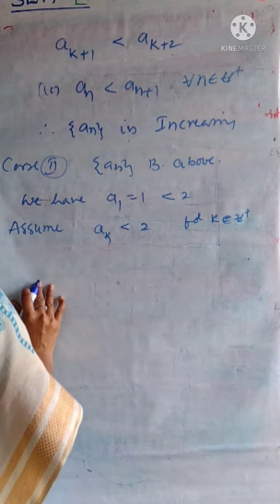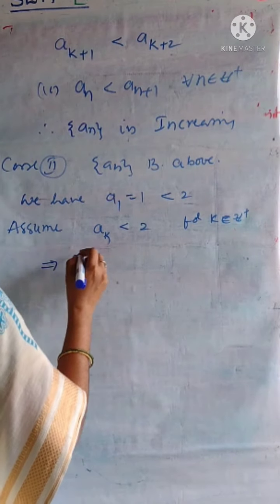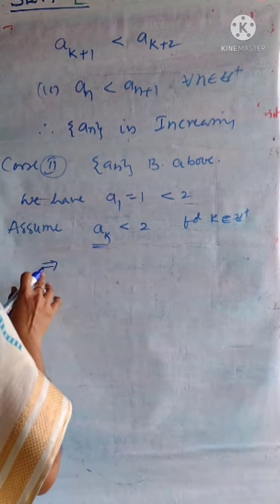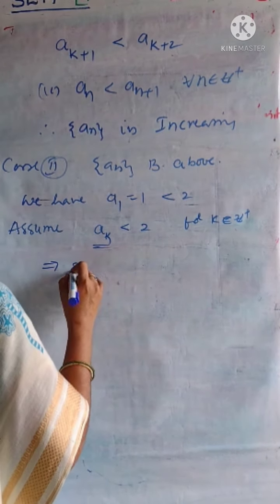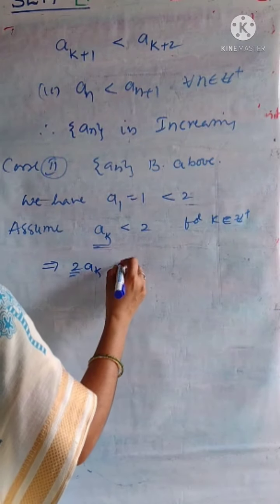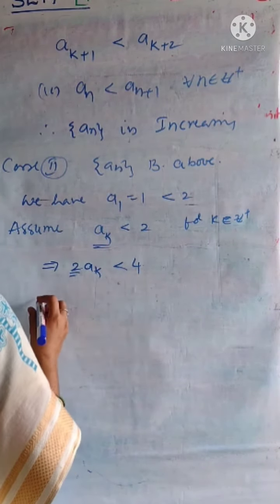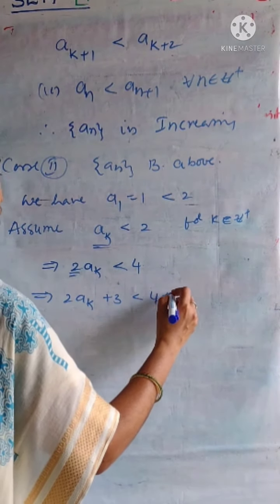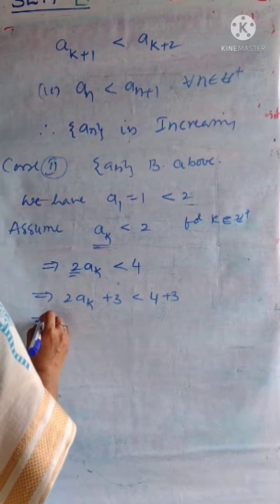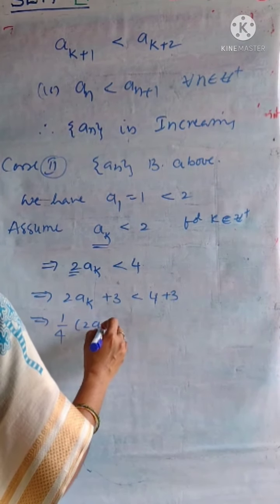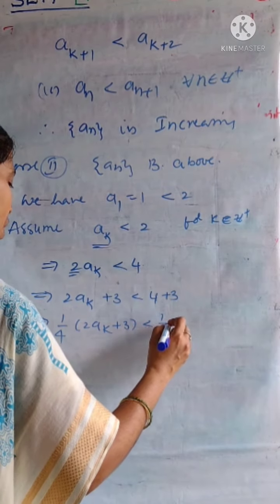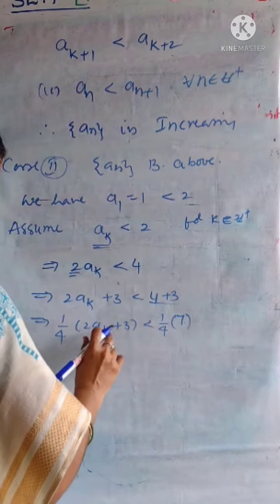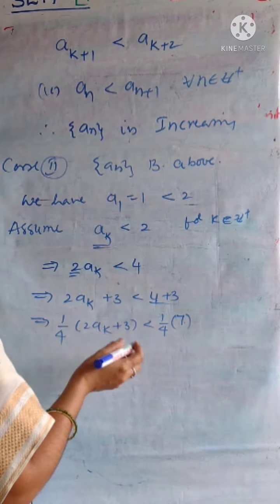Okay. For that, let us arrange the left hand side so that we get a(k+1). For that, multiply both sides by 2: 2ak is less than 2 into 2, which is 4. No change in the relation. Adding 3 on both sides, no change in the relation because 3 is positive: 4 plus 3 is 7. Multiplying by 1 by 4, no change in the relation because 1 by 4 is a positive quantity.